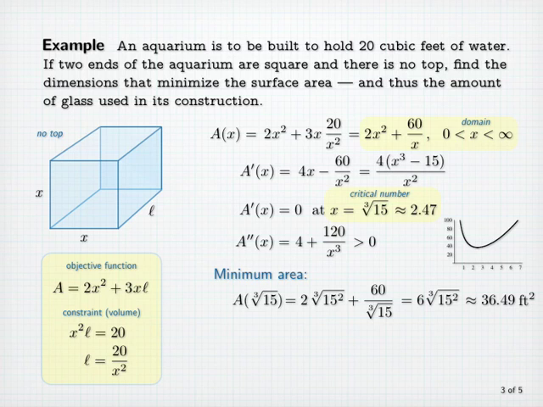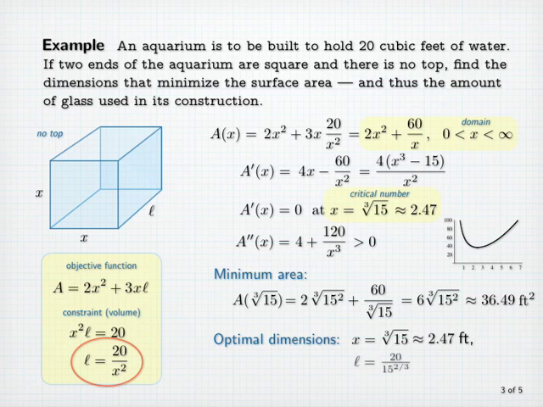Now, since the problem asks for the dimensions that minimize the surface area, we report the optimal dimensions here. x equals the cube root of 15, which is approximately 2.47 feet. And the length, using the constraint equation, is 20 over x squared, so we have 20 over 15 to the 2/3 power, or 4/3 times the cube root of 15, which is simply 4/3 times x. This is approximately 3.23 feet.